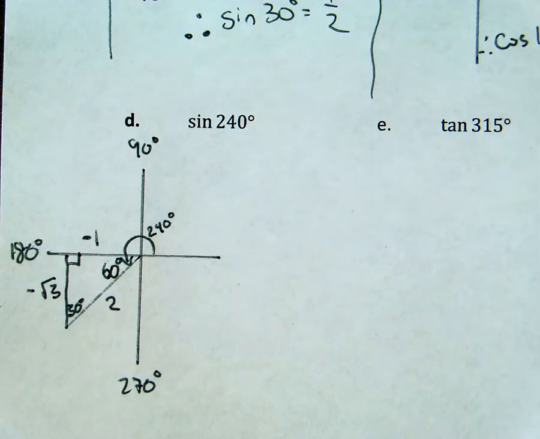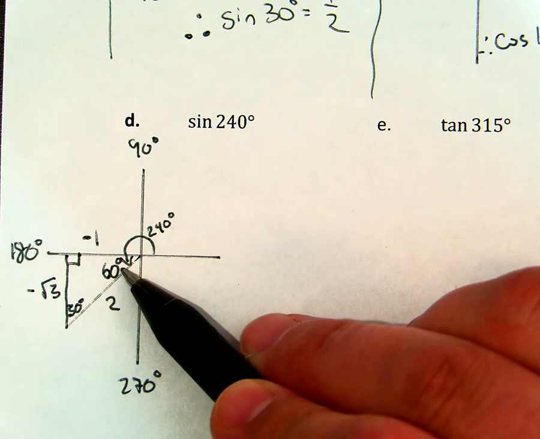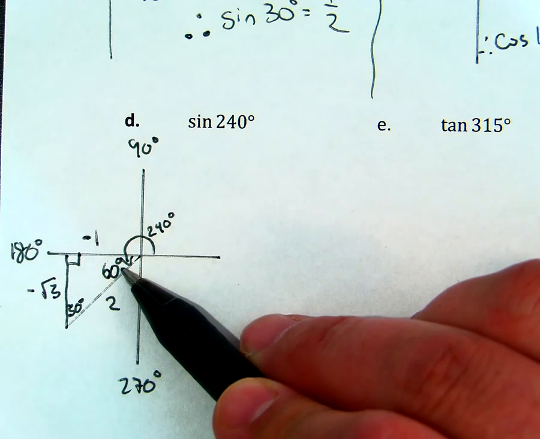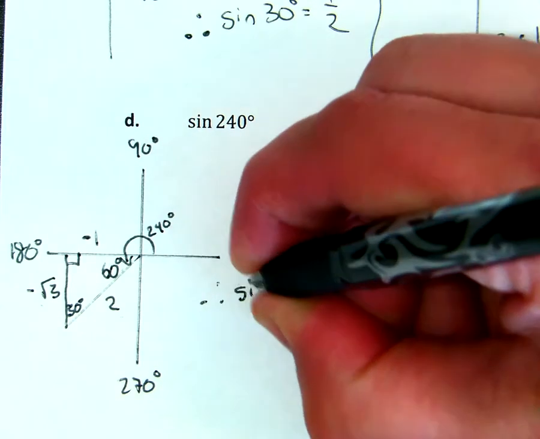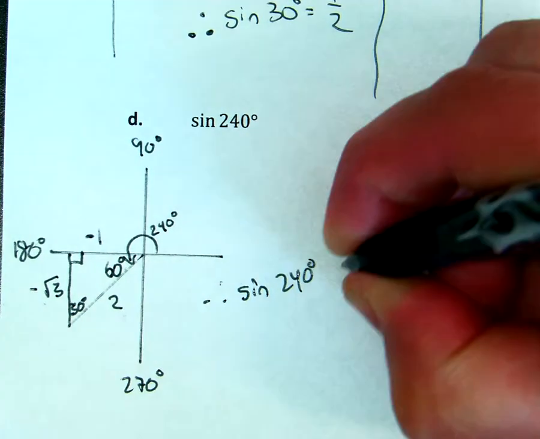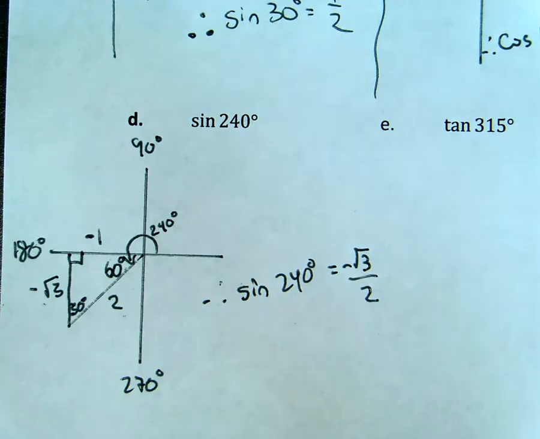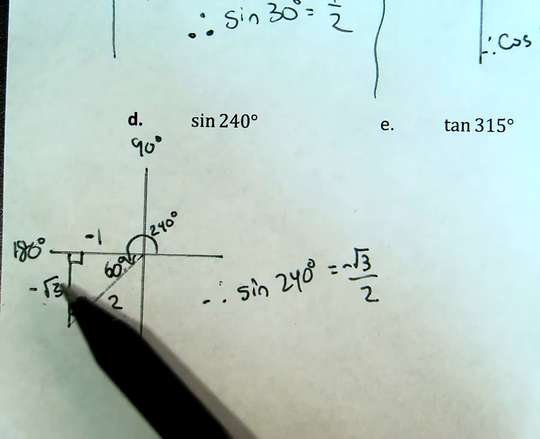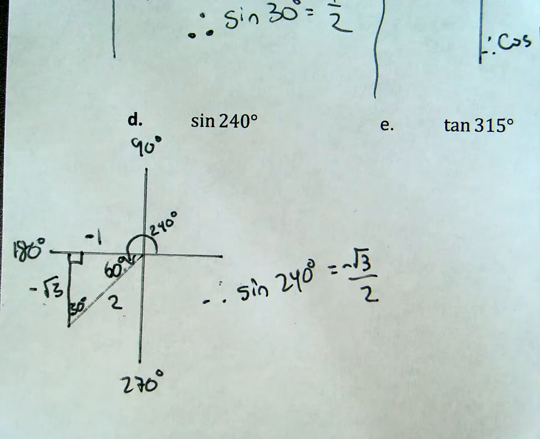And then it's just a matter of figuring out the sine of 240. So from this reference angle, it would be opposite over hypotenuse. Therefore, sine 240 is equal to -√3 over 2. So the -√3 is the opposite over the hypotenuse in the triangle. And that's one more example.